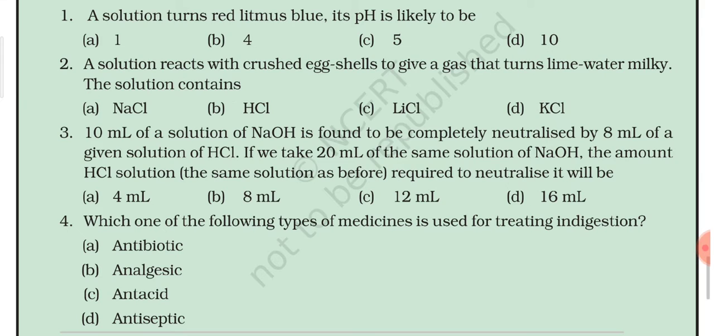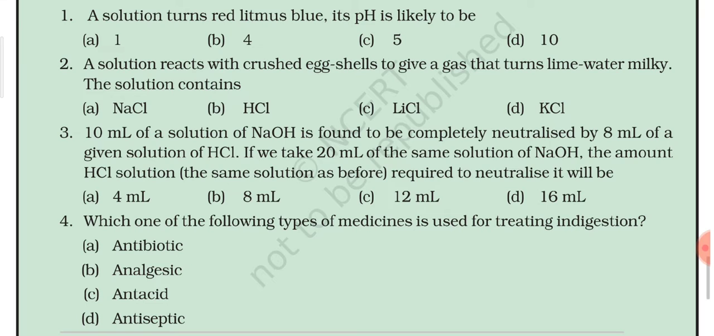It is because we have already discussed that NaOH, sodium hydroxide, is a strong base, and HCl, hydrochloric acid, is a strong acid. But why do NaOH and HCl have different volumes when they have to neutralize each other? The reason is that NaOH and HCl have different concentrations as well, and that is why their volumes are different when they have to neutralize each other.